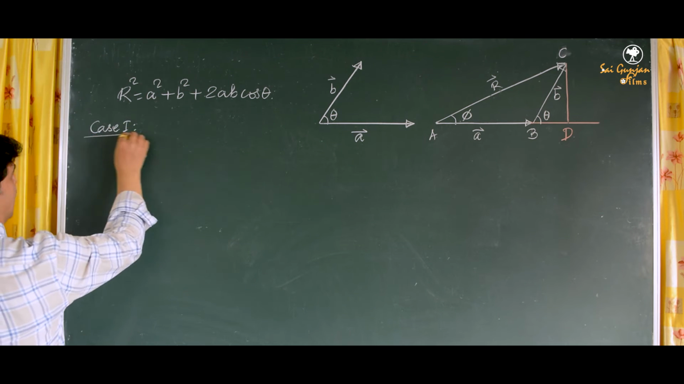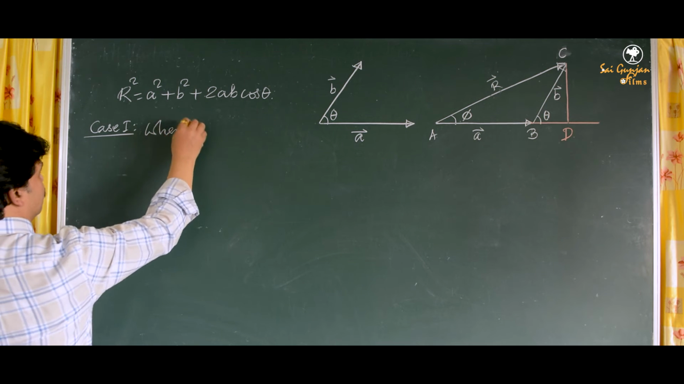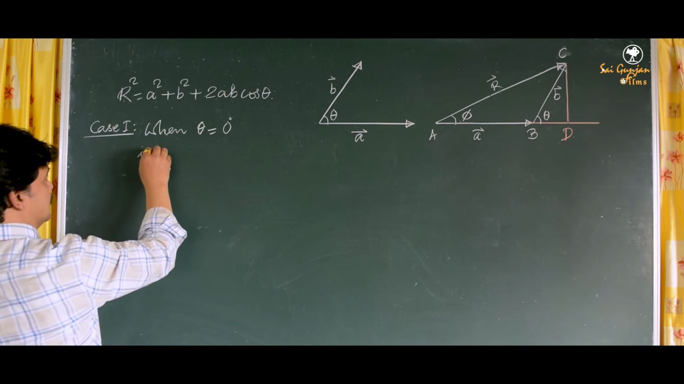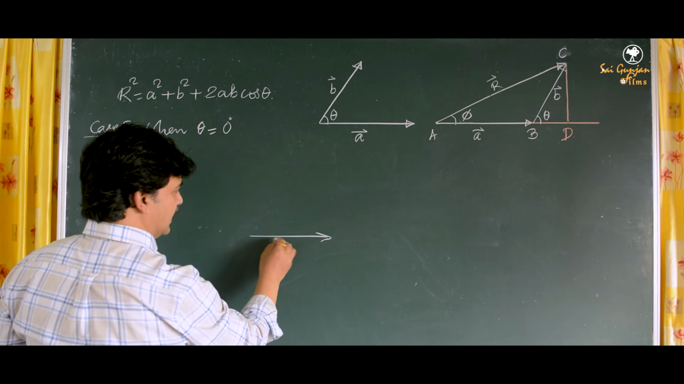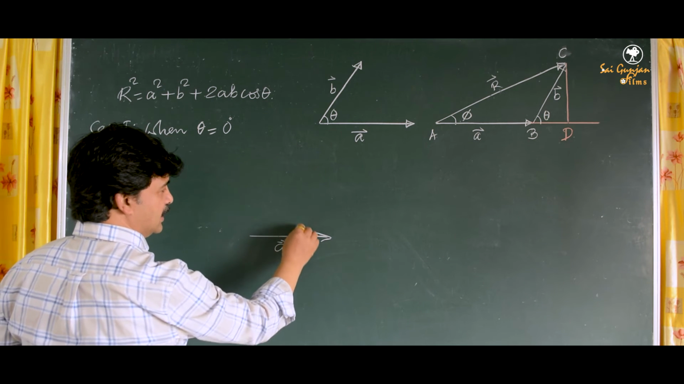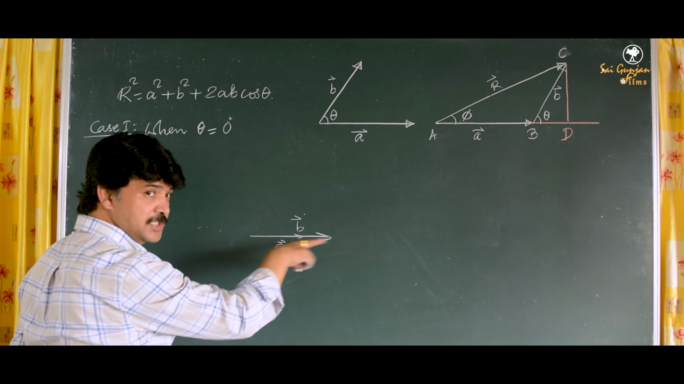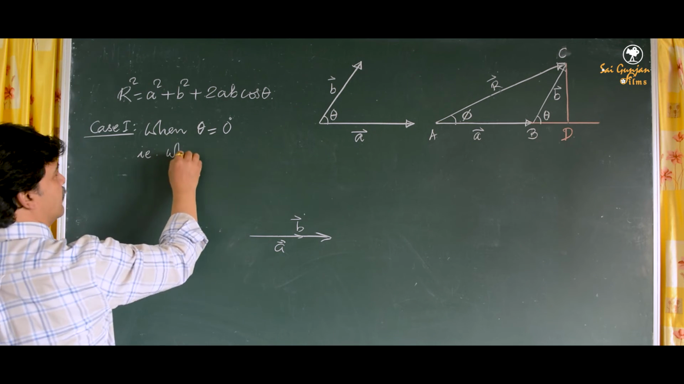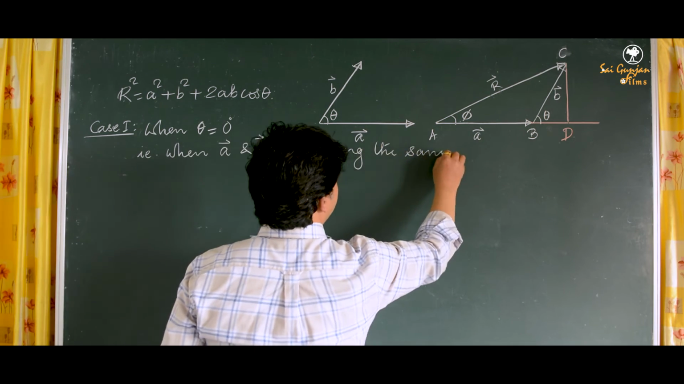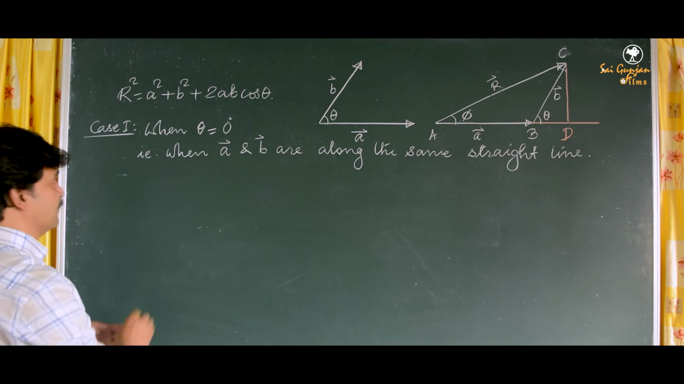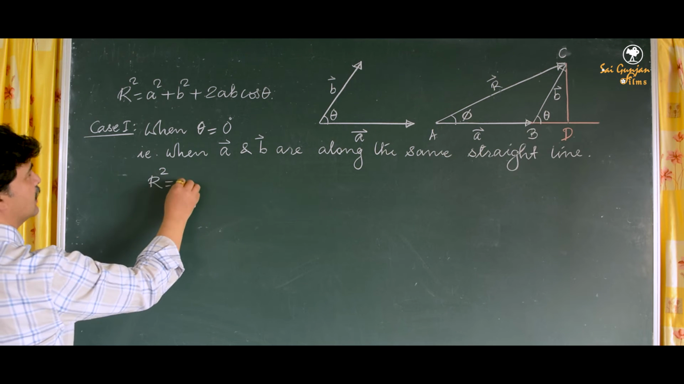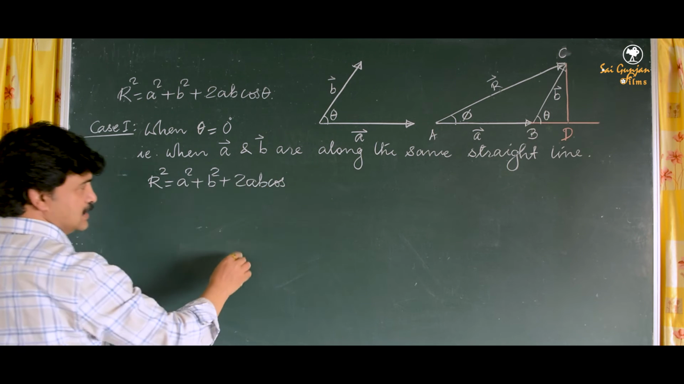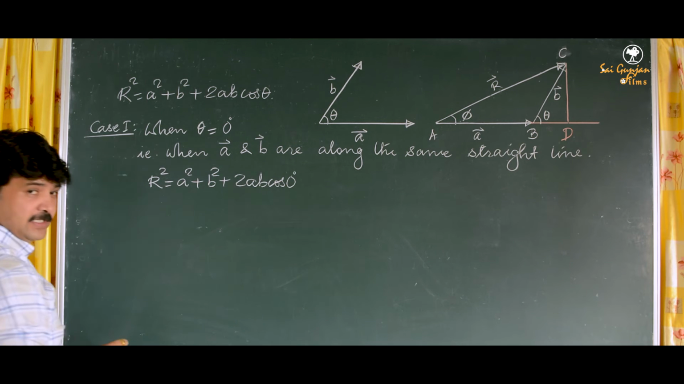Case 1, when theta equals to 0 degree, that means a and b should be in the same direction, on the same line, isn't it? In this case the angle will be 0. Now in this case, resultant will be a square plus b square plus 2ab cos, and the angle here is 0 degree.